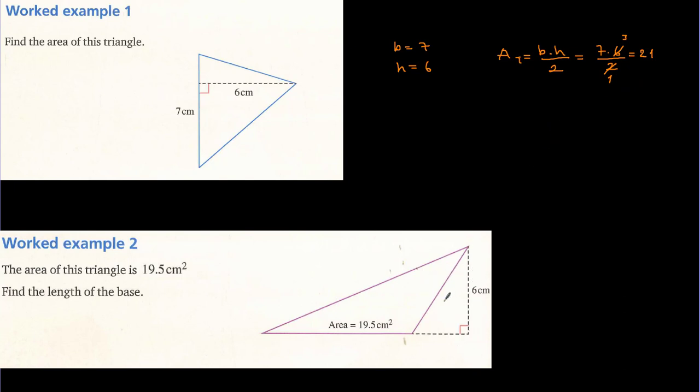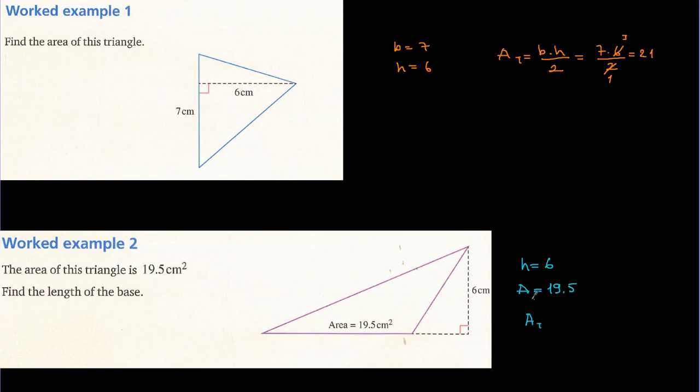In the second exercise, the area of the triangle is given. This time they are asking for the base length. And by the way, here it is given also the perpendicular height. So h is equal to 6, and the area is equal to 19.5 centimeters square. Let me solve the question with a different color to show that they're different.